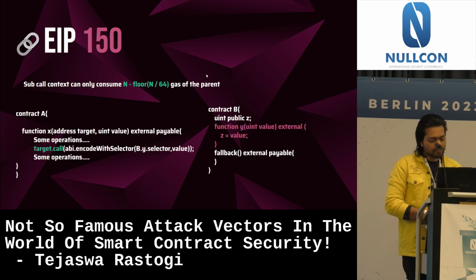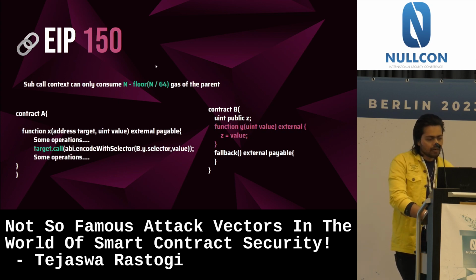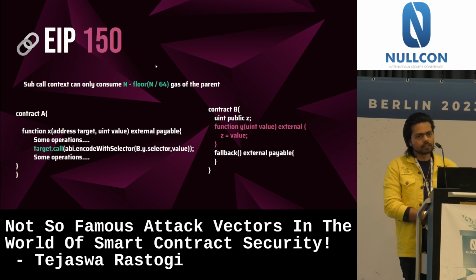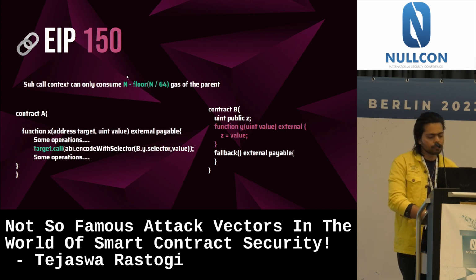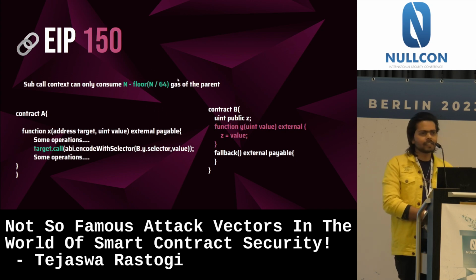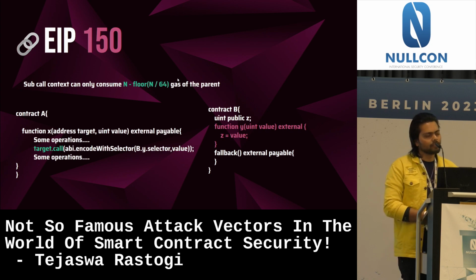What EIP 150 says is that the subcall context can only consume this much amount of gas. Like, what is the subcontext? Subcontext is basically a smart contract making an external call or making a subcall to another smart contract.